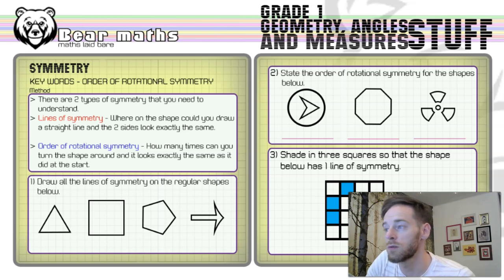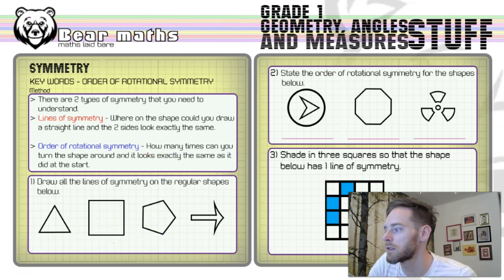Now there are two types of symmetry you need to learn. Lines of symmetry is the first type, and that's where you can draw a straight line on the shape that makes two sides of that shape look exactly the same. And order of rotational symmetry is how many times you can turn the shape around and it still looks the same as it did at the beginning, like I mentioned just before.